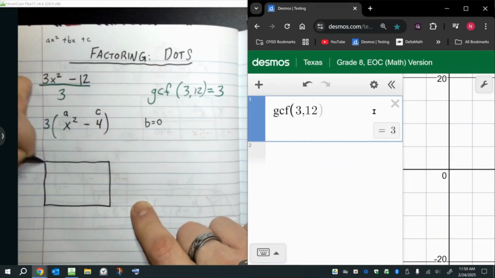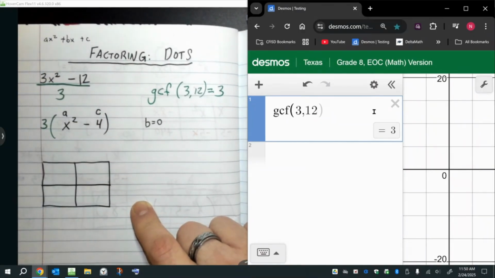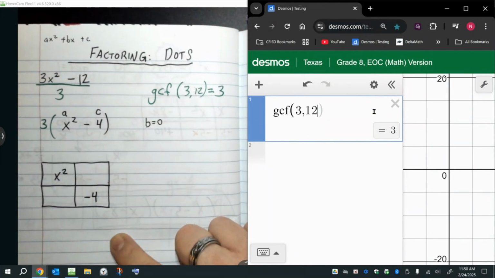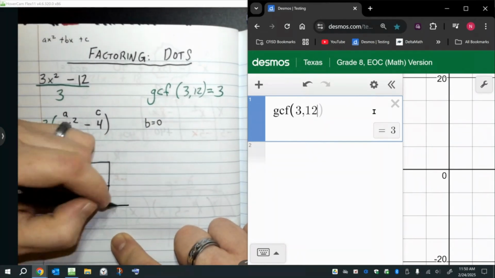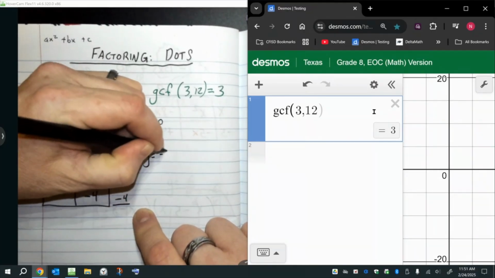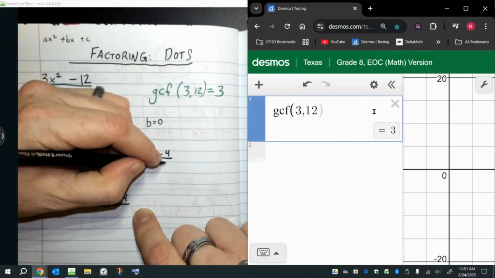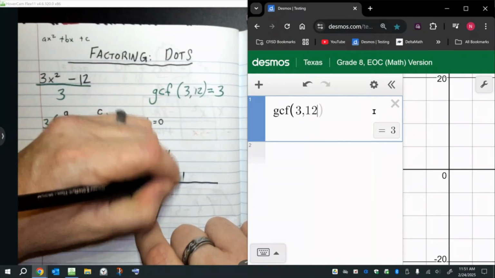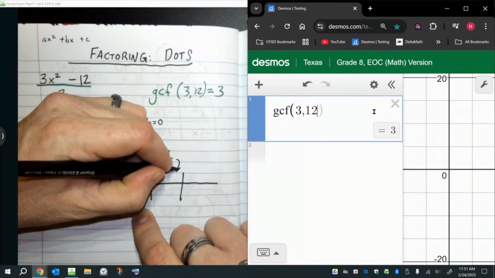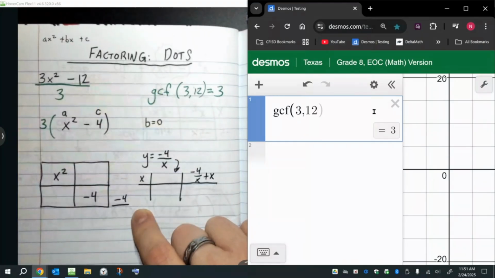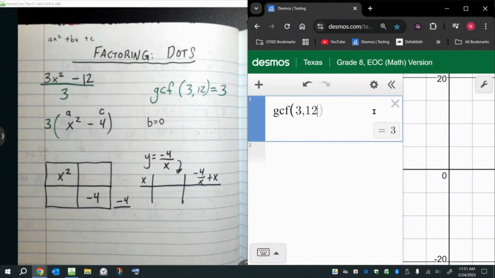Well, I'm going to draw my box, and I'm going to put the first thing in the first box, the negative 4 in the last box. 1 times negative 4 is negative 4. Whatever goes on my line, I put y equals, and then divide it by x. That goes in this column, and then we'll do negative 4 divided by x plus x. Okay? So, let's catch up on the computer here.